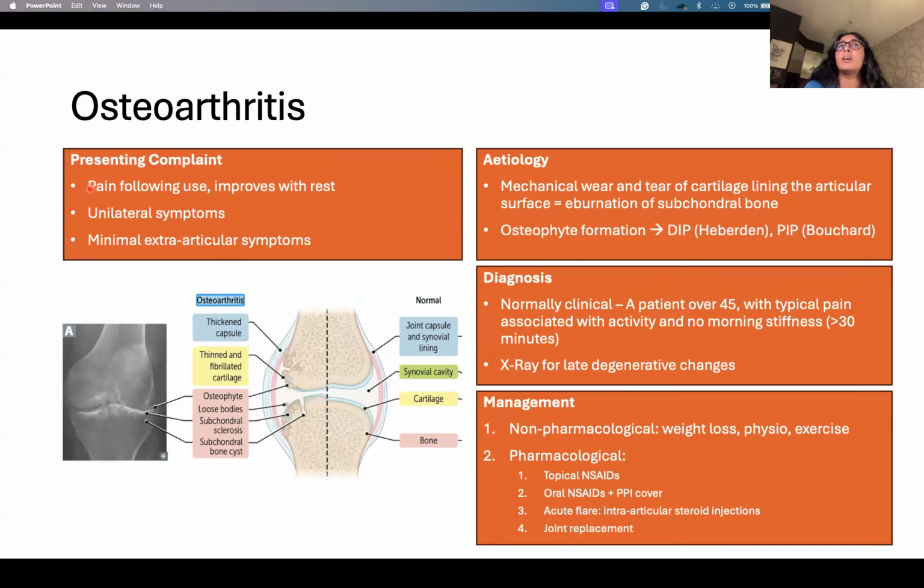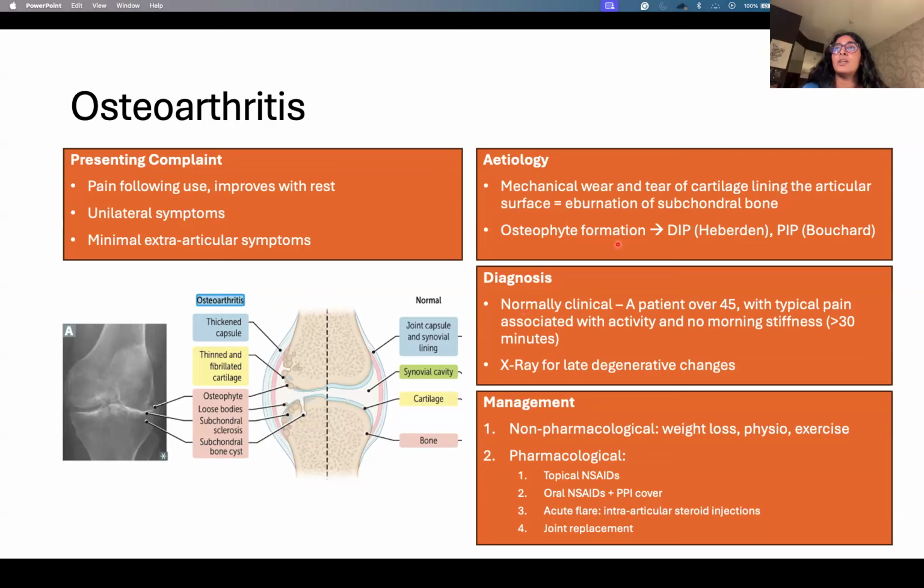We've talked about how the pain gets a lot worse with use and improves with rest. You've got unilateral symptoms and nothing really systemic going on, so you're not going to see much in the way of extra-articular features. The etiology is wear and tear, so it becomes more common with aging. Wear and tear of the cartilage that lines the articular surface, so you get exposed subchondral bone, and that's why you see sclerosis and cysts forming.